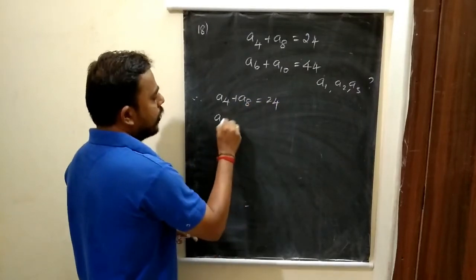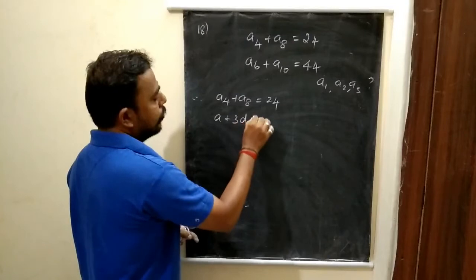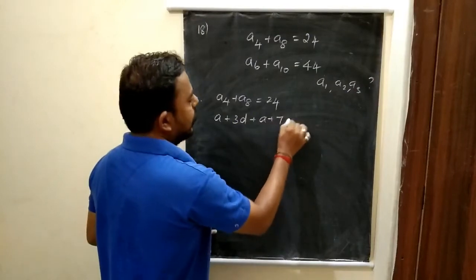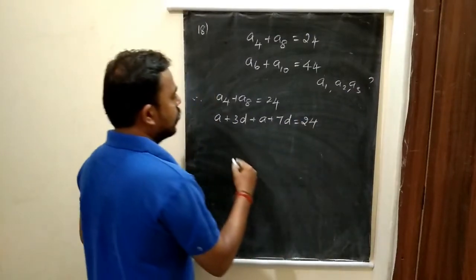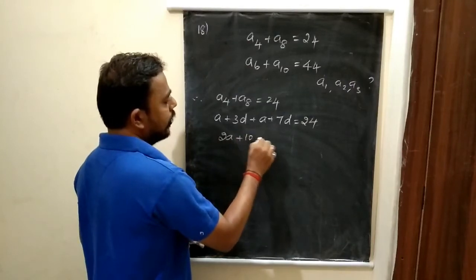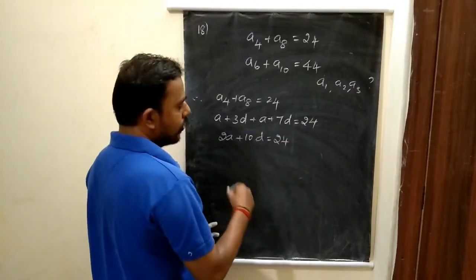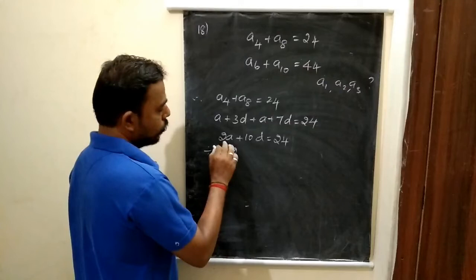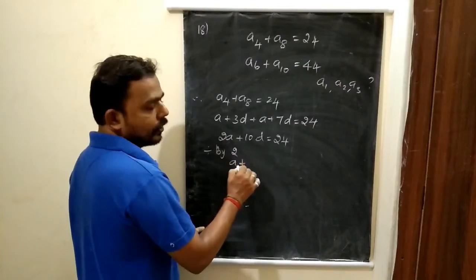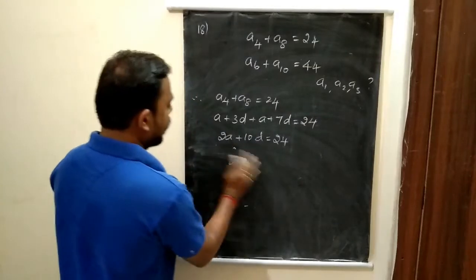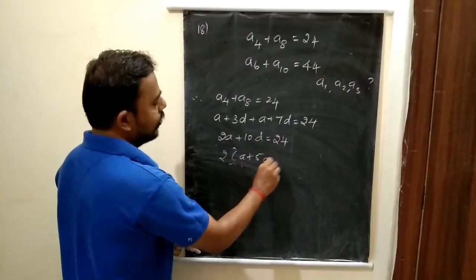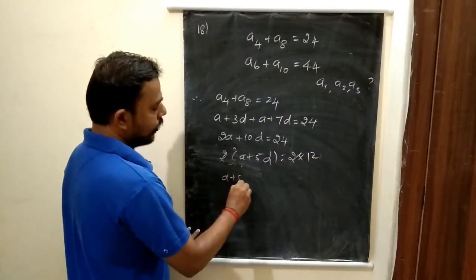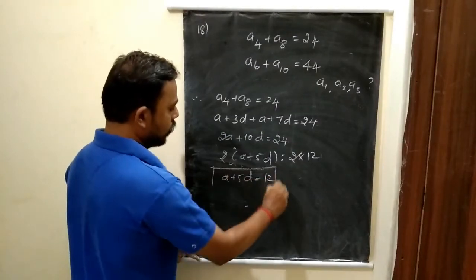So this thing, A plus 3D plus A plus 7D. No need to give brackets. In subtraction only use brackets. So that is 2A plus 10D equal to 24. Divide by 2 in each term. So 2A by 2, so A; divide by 2 in each term means you can write the bracket 2 into A plus 5D. Here we can write 2 into 12. 2 we can cancel. So A plus 5D equal to 12. This is the first equation.